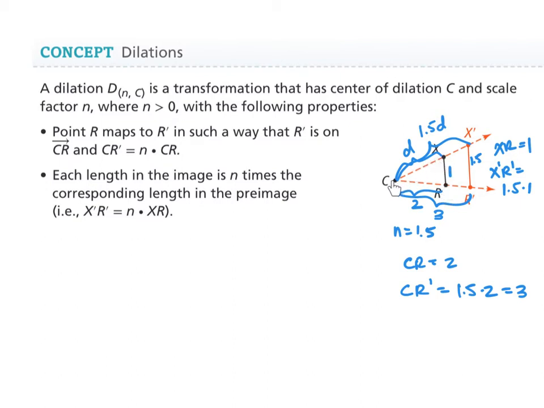X starts out some distance away from C. We slide it along this ray until it's 1.5 times as far away from C. And as a result, all the distances in our shape that got dilated end up being your scale factor times whatever they started out as being.